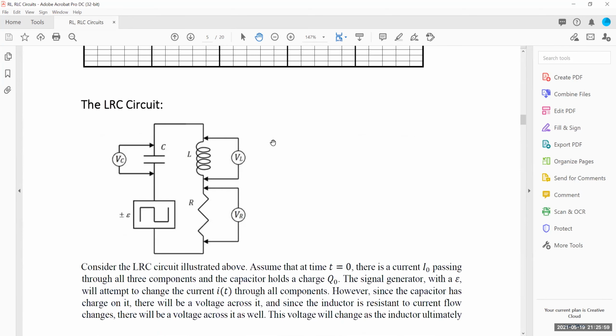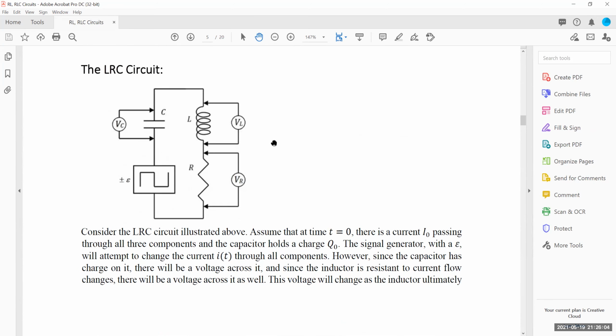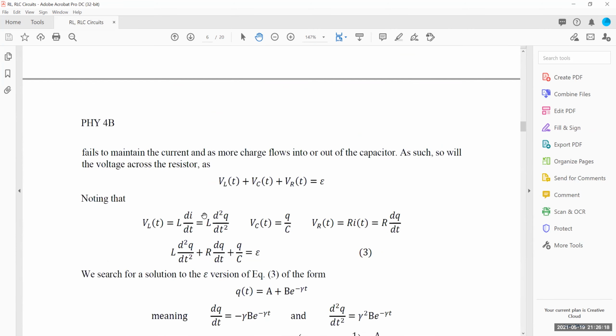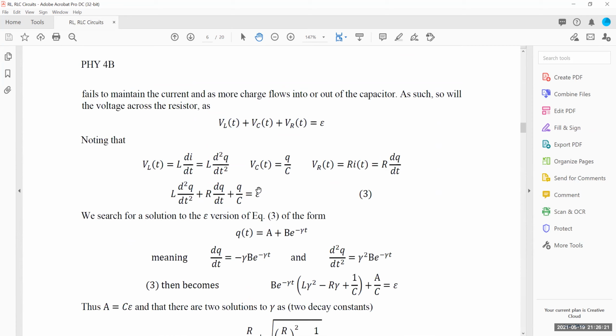Now we're doing the RLC circuit. So we're done with the RL circuits, so the first part is done. Now you have a capacitor, you have an inductor, and you have a resistor, and you have voltmeters that give you VC, VL, and VR, and you still have that square signal in here. And if you go through the math, this is how the equations look.